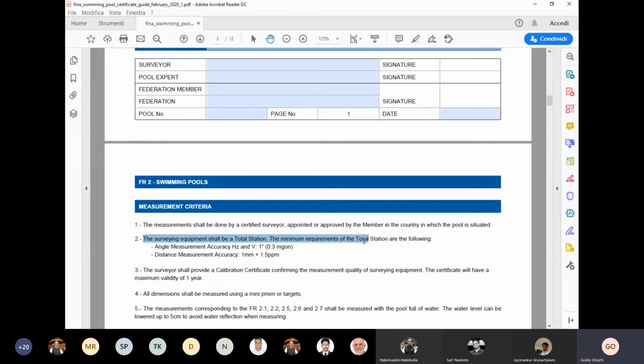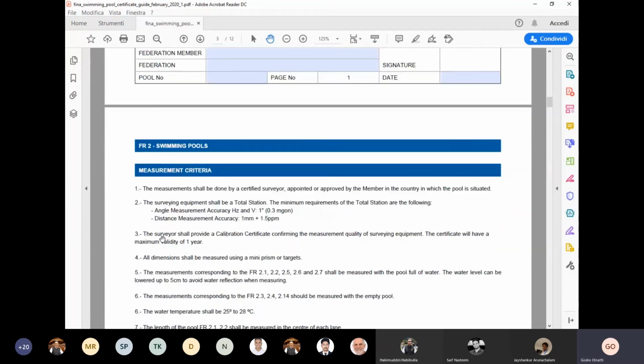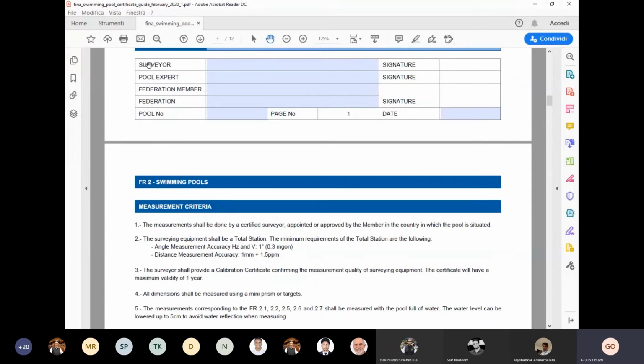The surveying equipment is very well defined as well. I'm talking to architects, so I'm sure you understand what the total station is, and the angle measurement accuracy and the distance accuracy. FINA requires the calibration papers for the total station, and they also usually require the CV for the surveyor. And they also define that all the measurements should be taken using a prism or a target. So it is important to fill the first line here. The surveyor needs to be approved and chosen very carefully and have all the documentation.